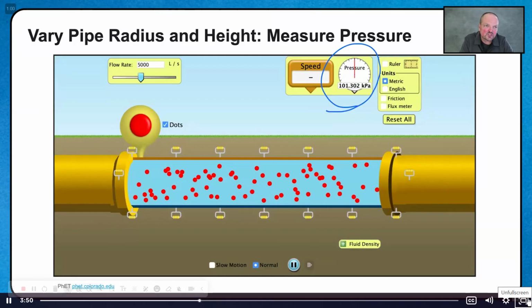We're also going to change the vertical position of the pipe and see if that changes the pressure, which if you think back, it would make sense, because we know that vertical position or depth in a fluid changes the pressure. So let's head on over to that simulation.